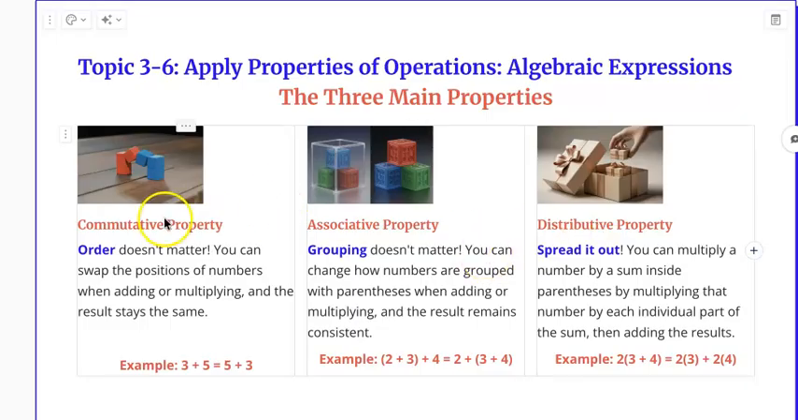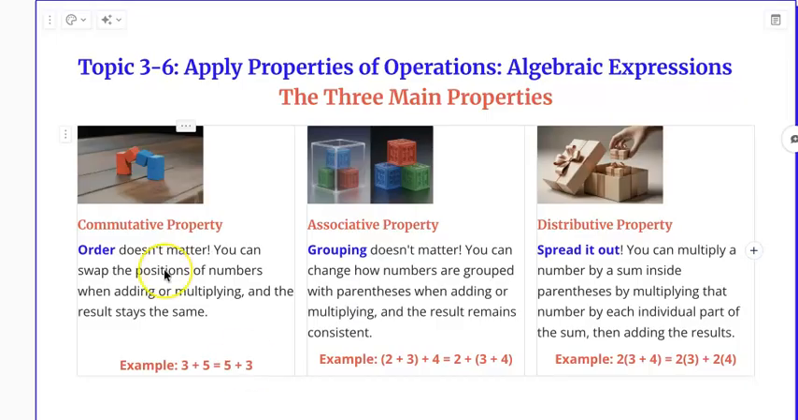So here it says, commutative property is the order doesn't matter when you're solving a problem. You can swap the positions of the numbers when adding and multiplying, and the results stay the same. Under commutative property, instead of writing all this, please write order doesn't matter. And here's an example. 3 plus 5 is 8. 5 plus 3 is 8. It doesn't matter the order.